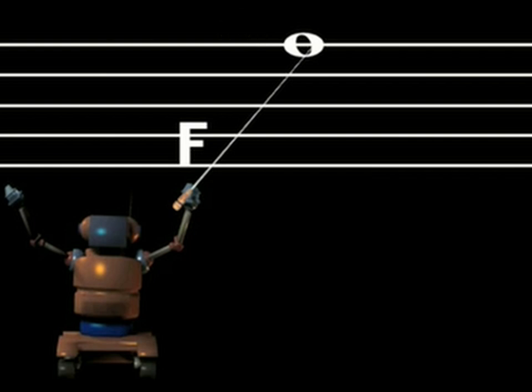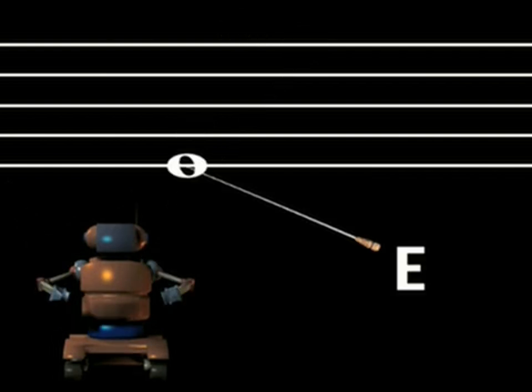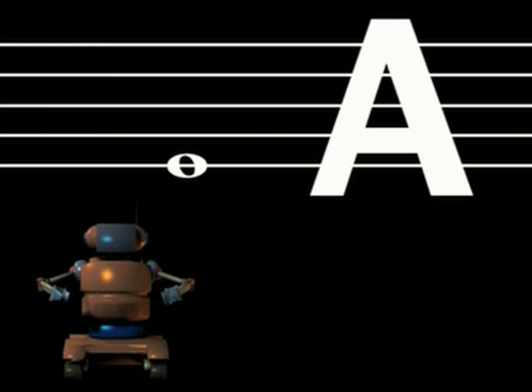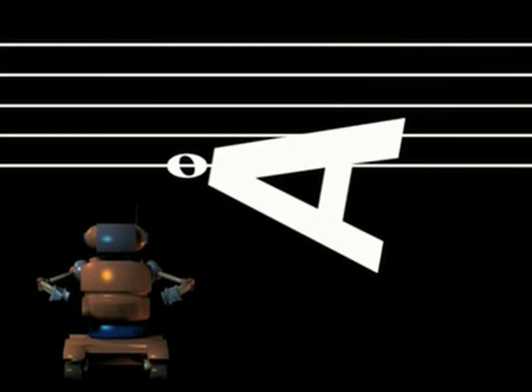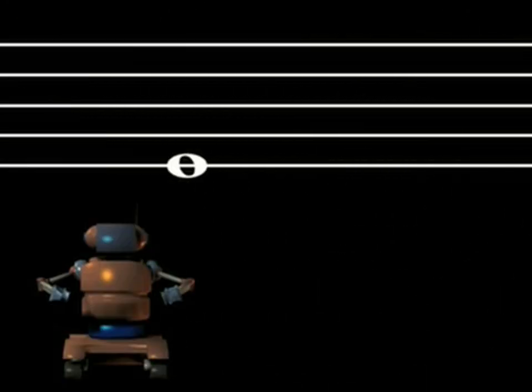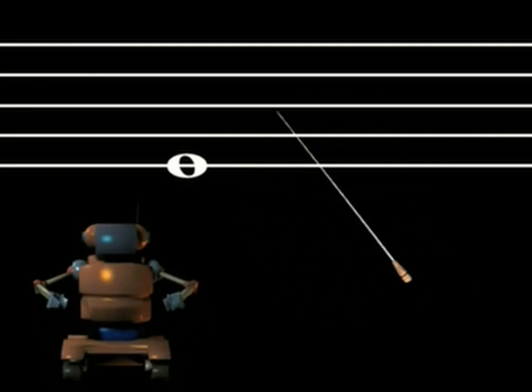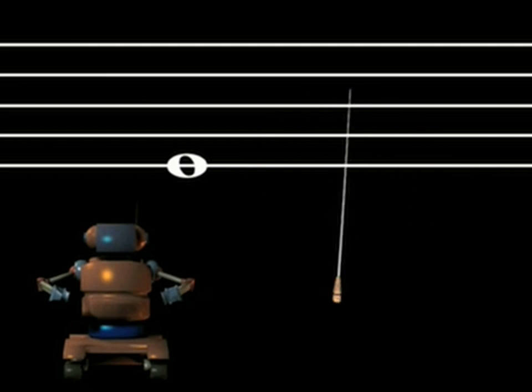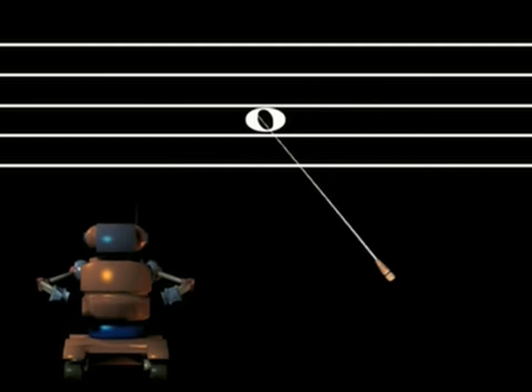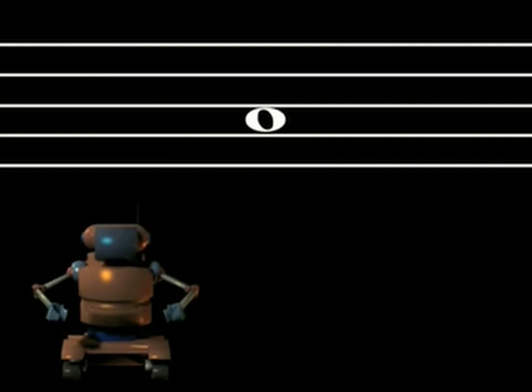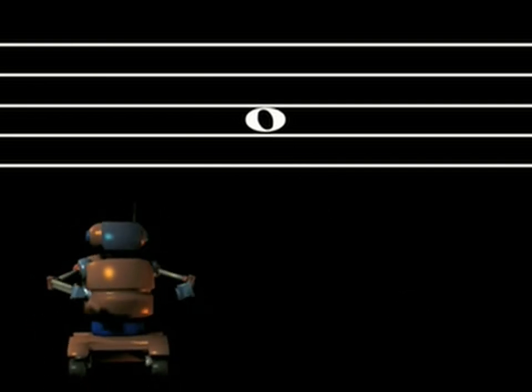So, if this is the note E, and I asked you to find the note A, where would it be? How would you find it? Let's see. F is after E, and G is after F. I get it. There is A. It is the next note. Bobot is very smart. Very, very smart.